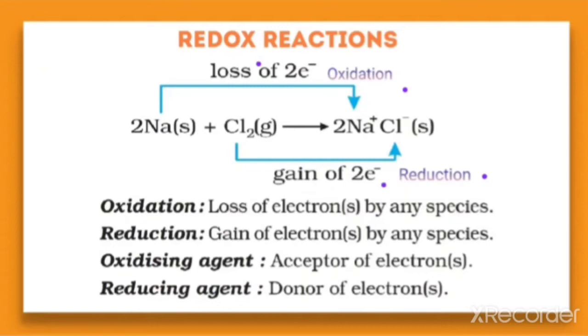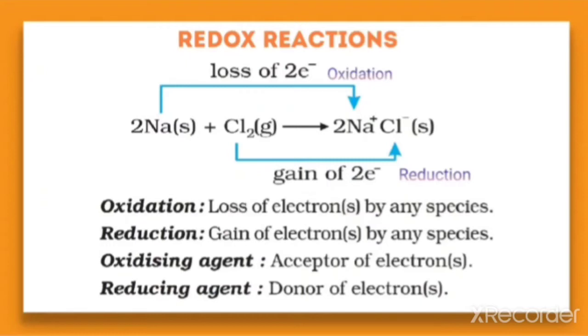So here sodium is oxidized, and chlorine is reduced. But which one is helping in the oxidation? That is called the oxidizing agent. The oxidizing agent is the acceptor of electrons. So which one is the donor of electrons here? Na is the donor of electrons. So sodium is the donor of electrons and chlorine is the acceptor of electrons. Just identify here which one is the oxidizing agent and which one is the reducing agent.